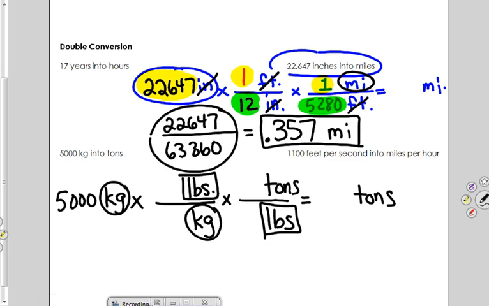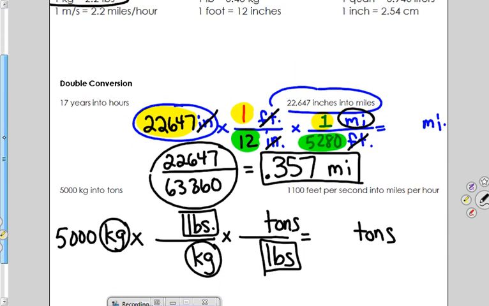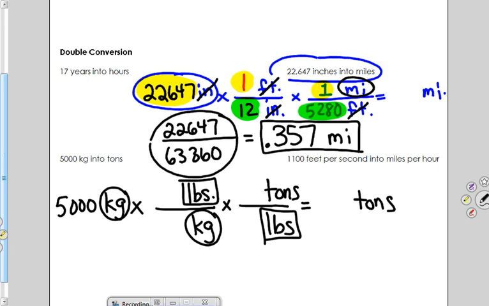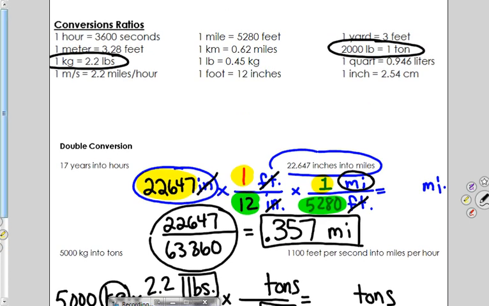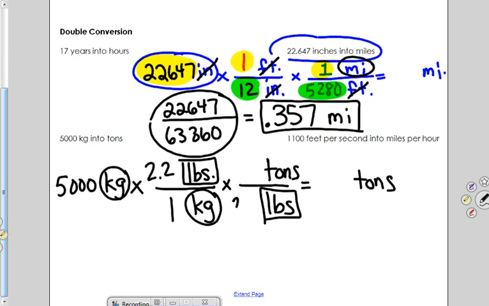We need our first fraction to relate pounds and kilograms. 1 kilogram equals 2.2 pounds. Our next fraction, how many pounds are in a ton? That was right here. 2,000 pounds are in 1 ton. So we put the 2,000 in the bottom and the 1 in the top.